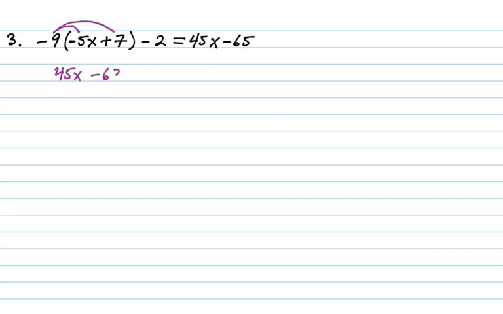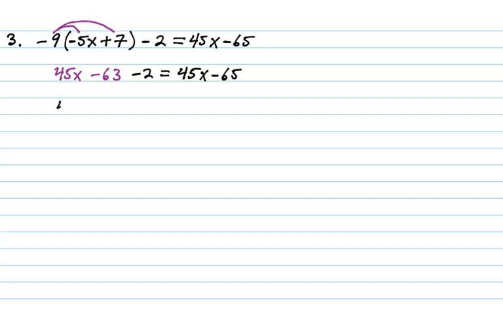So example number 3, we're going to look at negative 9 times the quantity negative 5x plus 7 minus 2, and that's going to be equal to 45x minus 65. And the first thing we're going to do is go ahead and use the distributive property. So negative 9 times negative 5x is positive 45x. Negative 9 times positive 7 is negative 63. Then we add a minus 2 on that side of the equation. That's equal to 45x minus 65.